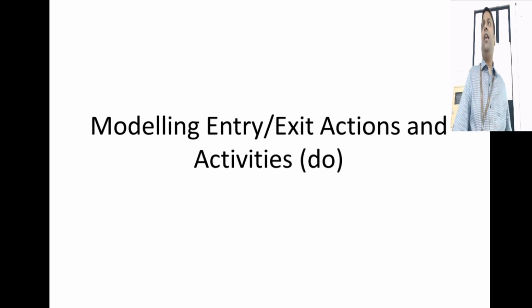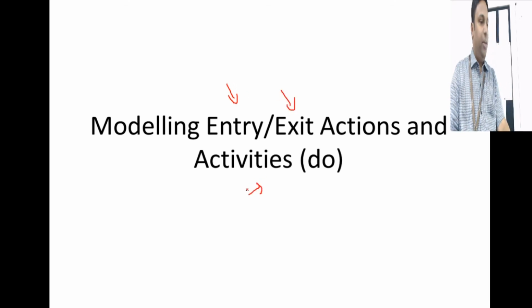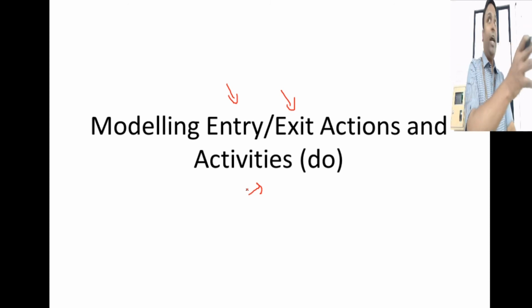And this is the final slide. At a given state, there can be certain methods that can be invoked, and that can be modeled as entry, exit, and do. What do you mean by entry? When I move this particular object to that state, I have to do something.